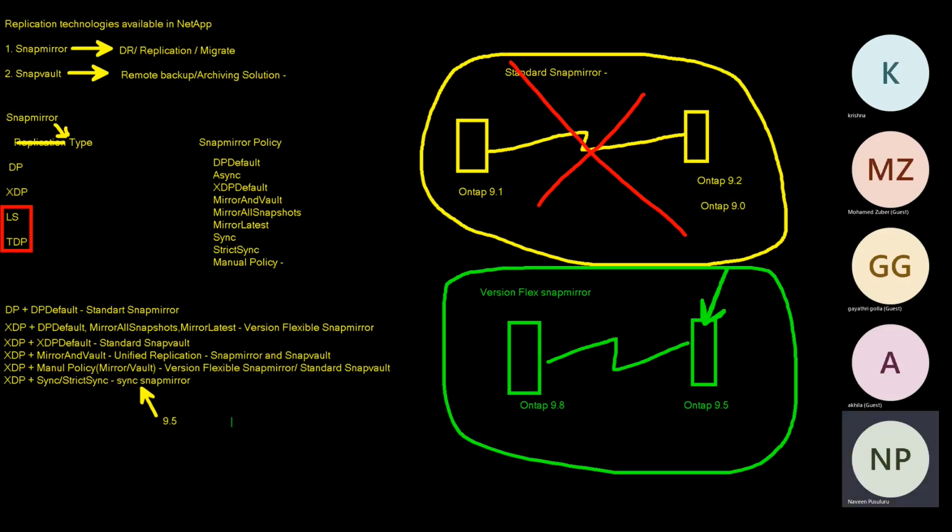And one more thing, earlier in 7 mode, we could create SnapMirror at volume level and Q-tree level. But when it comes to cluster mode, you can create replication only at volume level. No Q-tree level, no LUN level, nothing. Only on volume level you can create a SnapMirror. Sorry, volume level as well as SVM level. They have introduced SVM level SnapMirror as well, SVMDR. Yeah, that's it.